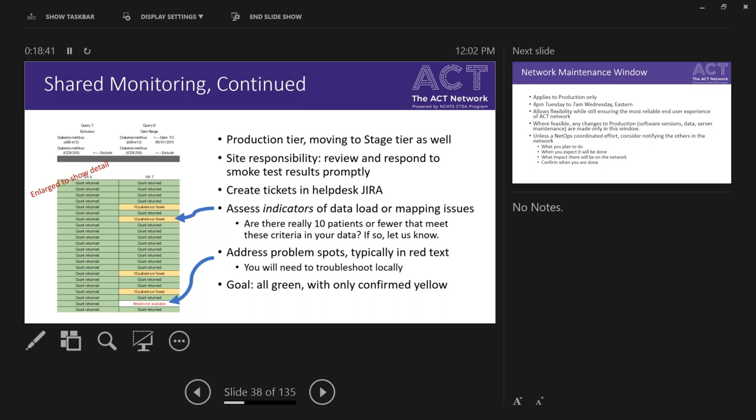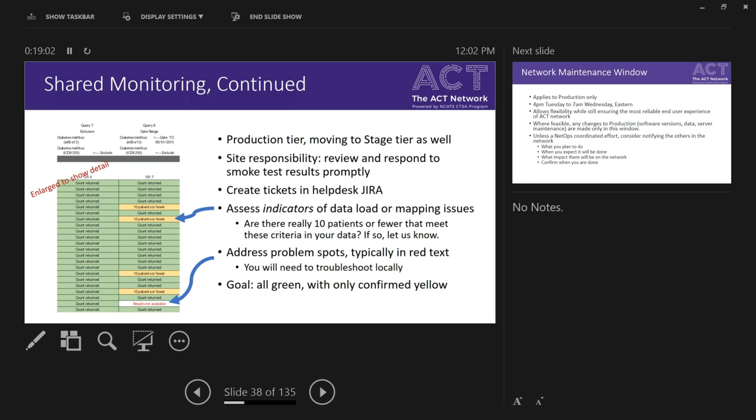Enlarge to show detail. I'm showing here 10 patients or fewer. Is this possibly true? Maybe, depending on if you have ICD-9, ICD-10. But we expected that these would all be green. And we also want you to address problem spots, and those are usually in red text here.